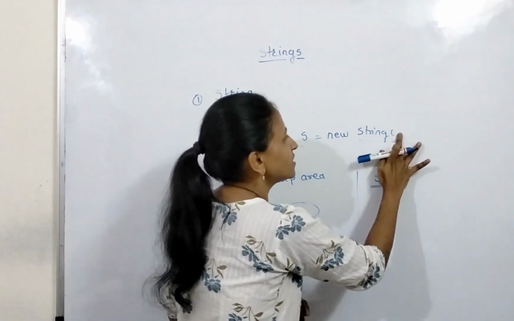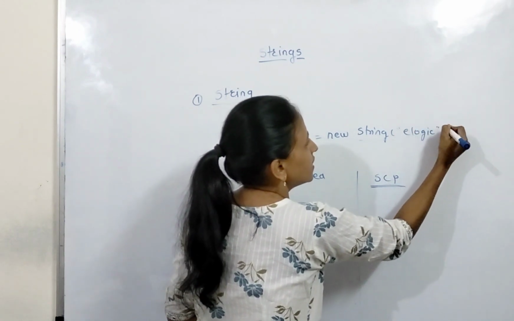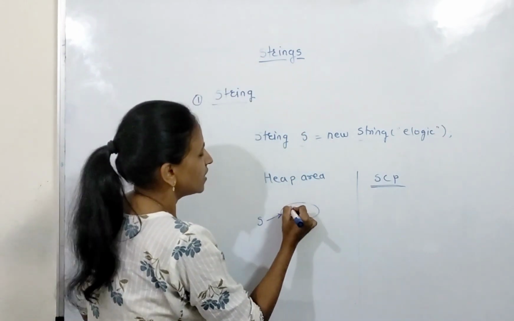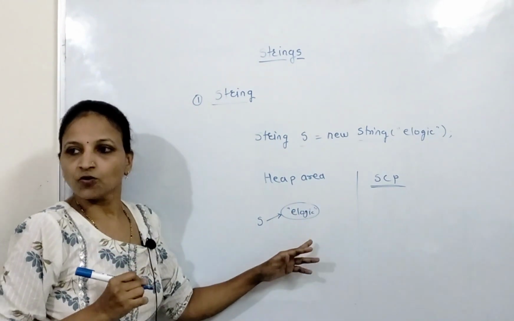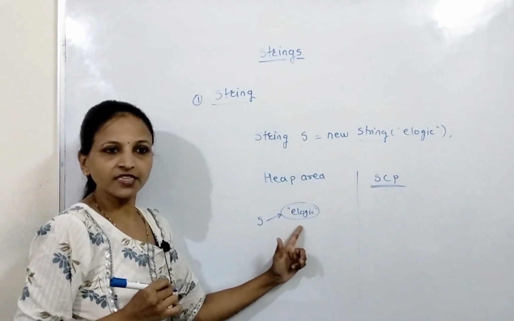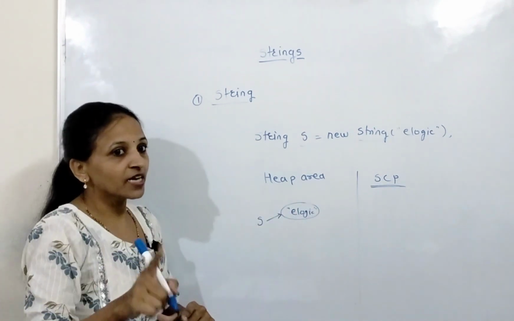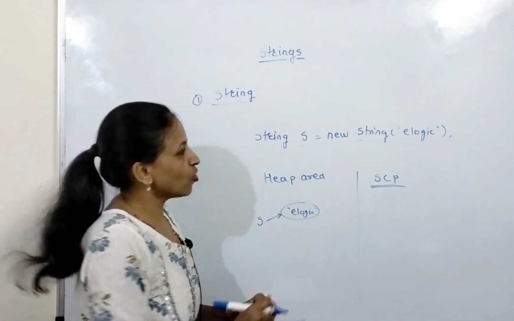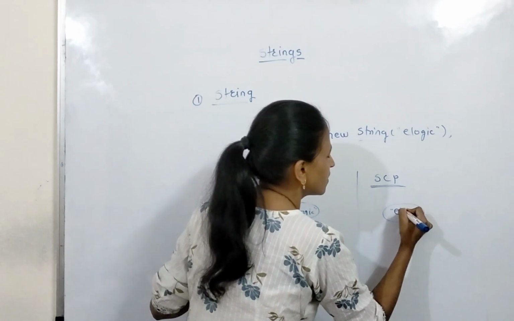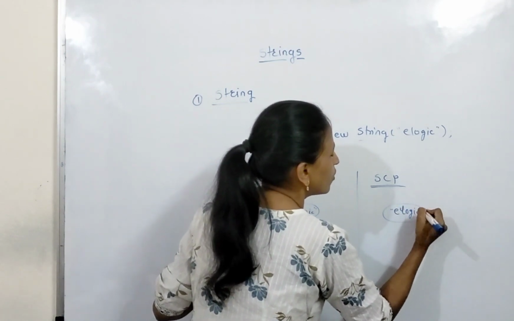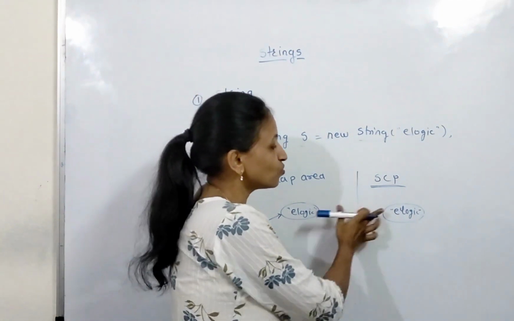See, here you can pass a string also. Let's say here I am passing eLogic. Then the object will have this string, and the reference is s. In this way, in the heap area, the object will be created, and at the same time, one more copy of that object will be created like this in the SCP section, again for future purpose. But there is no reference to it.